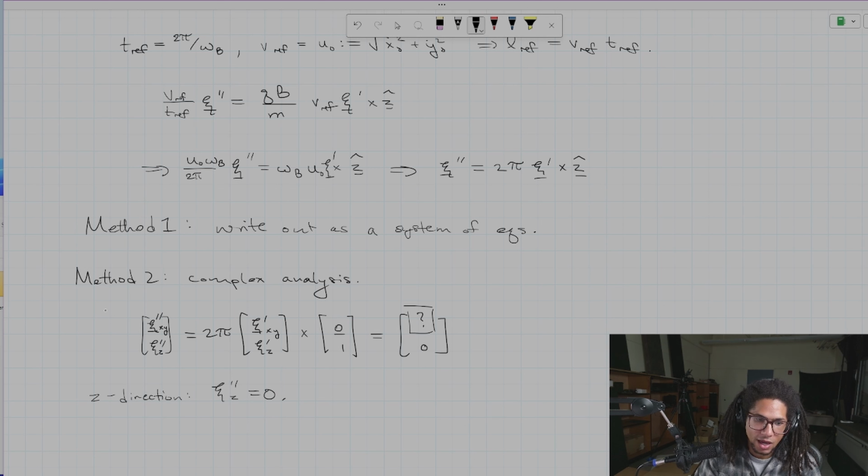In other words, in the z direction, the particle is just moving at a constant speed. And this makes perfect sense. The reason that it's moving at a constant velocity in the z direction is because there's no force on it in the z direction. Magnetic fields always exert force in a direction perpendicular to the magnetic field. And since the magnetic field here is uniform and in the z direction, it's never exerting a force in the z direction itself. So the particle experiences no force and therefore moves at a constant velocity, Newton's first law.